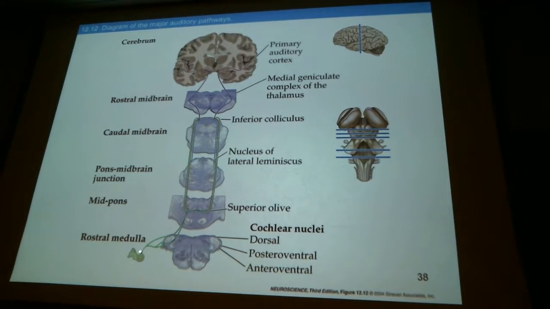So here's the cochlea projecting to the cochlear nuclei, and there are actually 3 divisions of the cochlear nuclei. We don't really need to get into what's what for now. Then there's bilateral projections to the superior olive. Here's the lateral lemniscus. Here's the inferior colliculus, and then you have thalamus and finally cortex. The auditory cortex is located in the temporal lobe of the cortex.